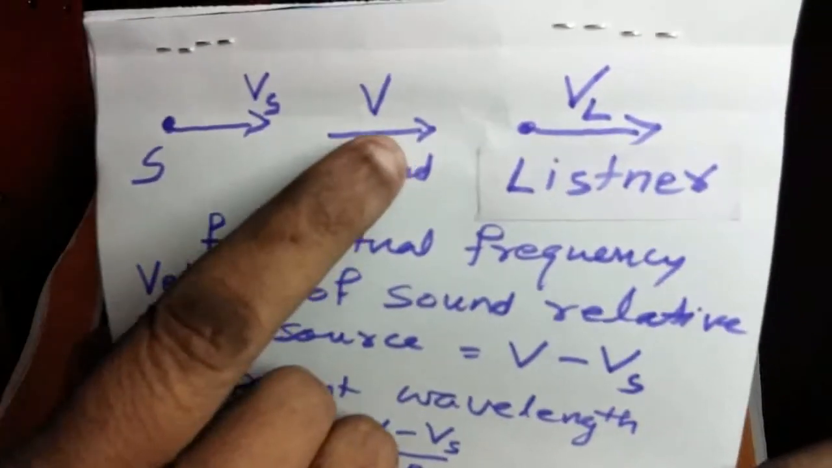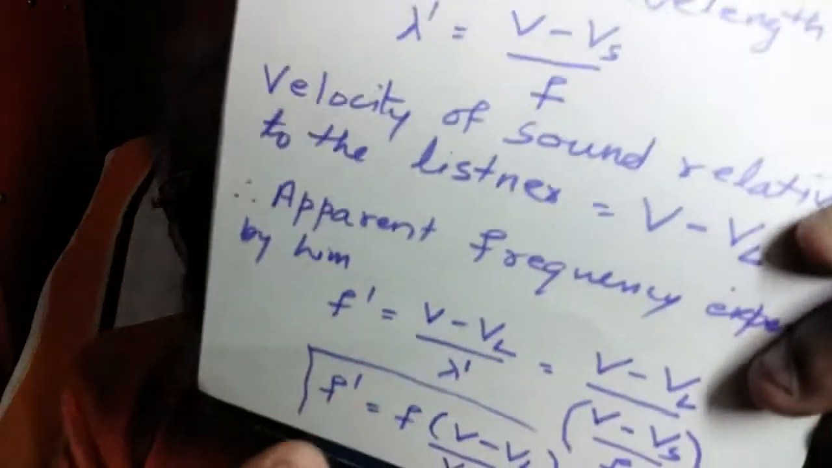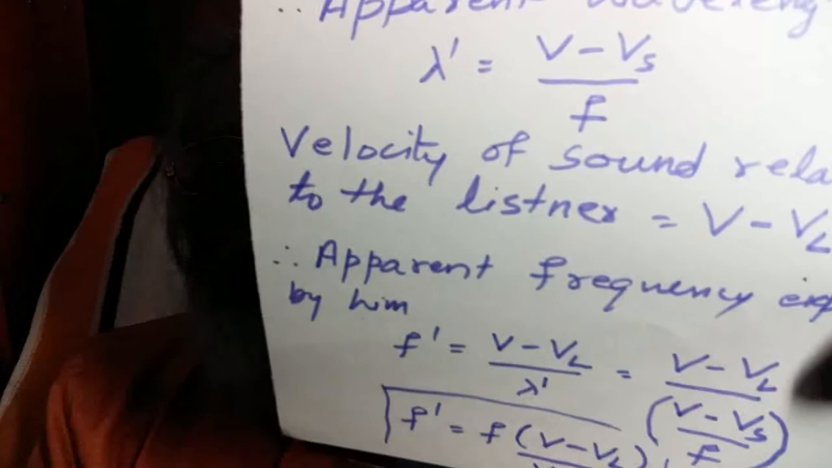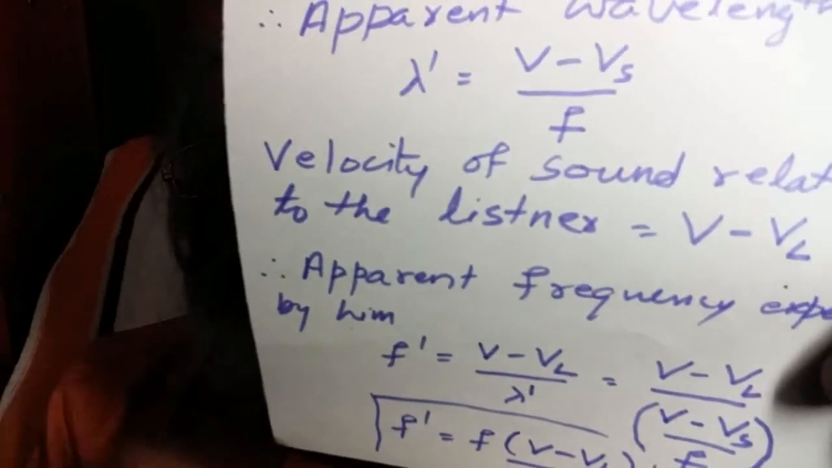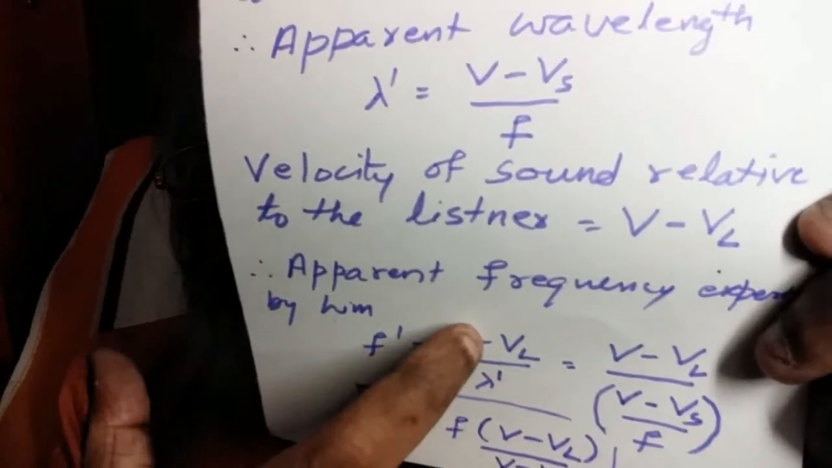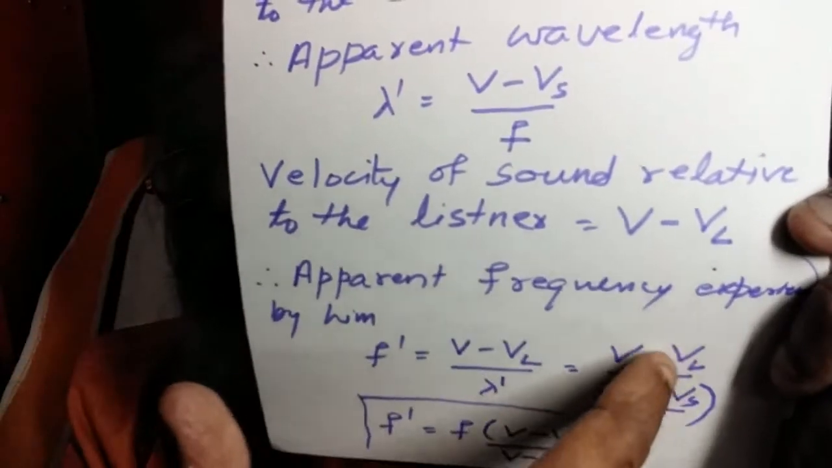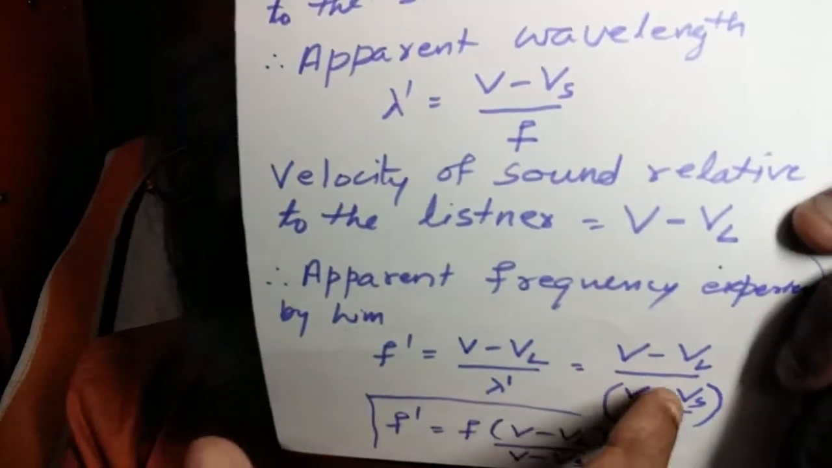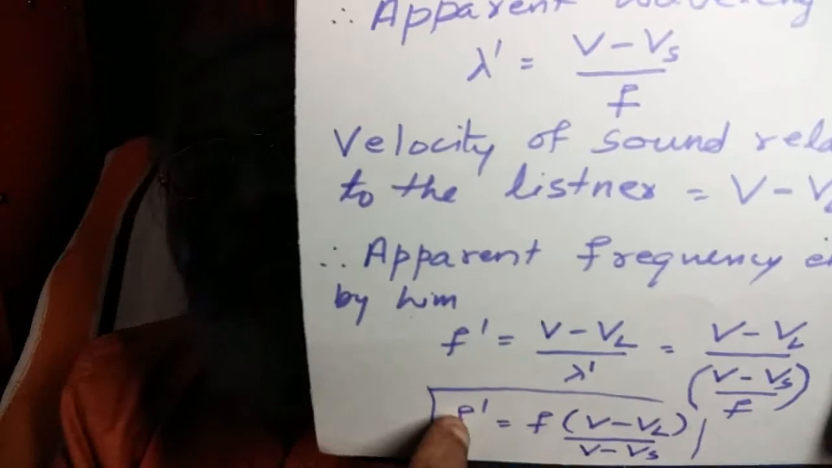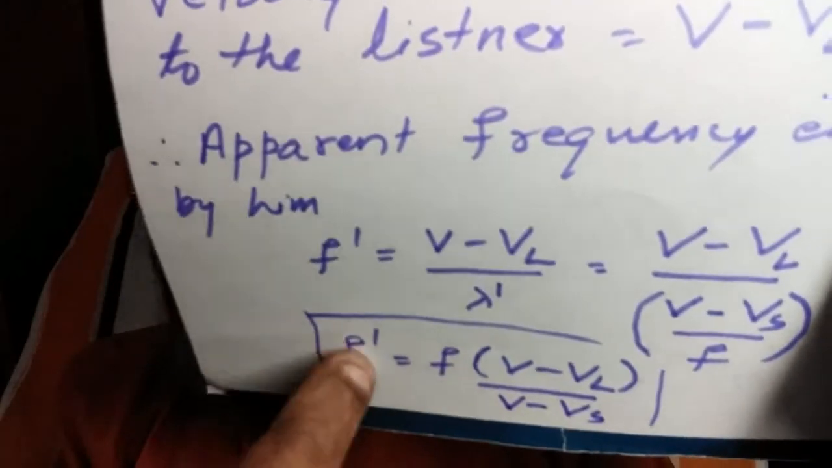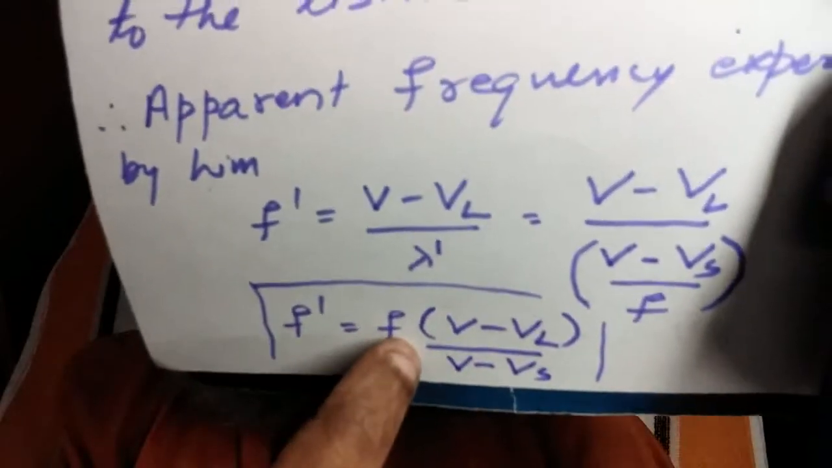Next step, what is the velocity of sound relative to the listener? Because he is the man who receives the sound. So the velocity of sound relative to the listener will be V minus VL. So the apparent frequency, or frequency perceived by the listener, F dash equals the new velocity by the wavelength from the source, that is V minus VL by lambda dash. Lambda dash is V minus Vs by F, so F dash equals F into V minus VL by V minus Vs. This F dash is called the Doppler frequency or apparent frequency. F is the actual frequency.